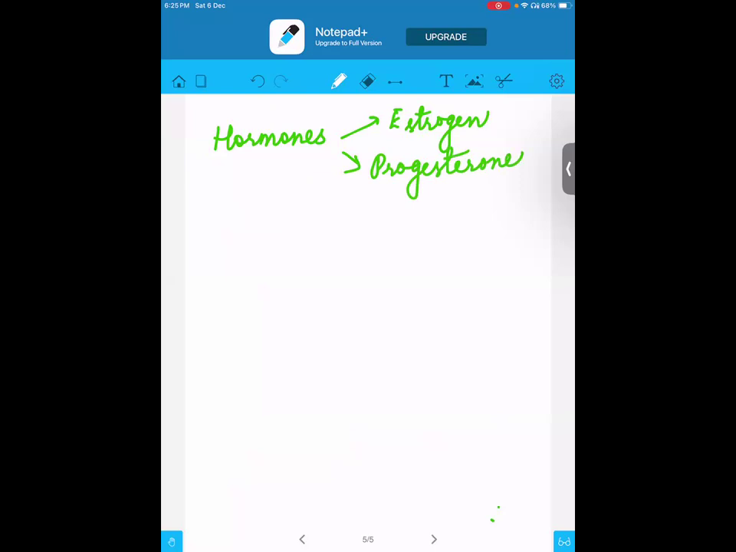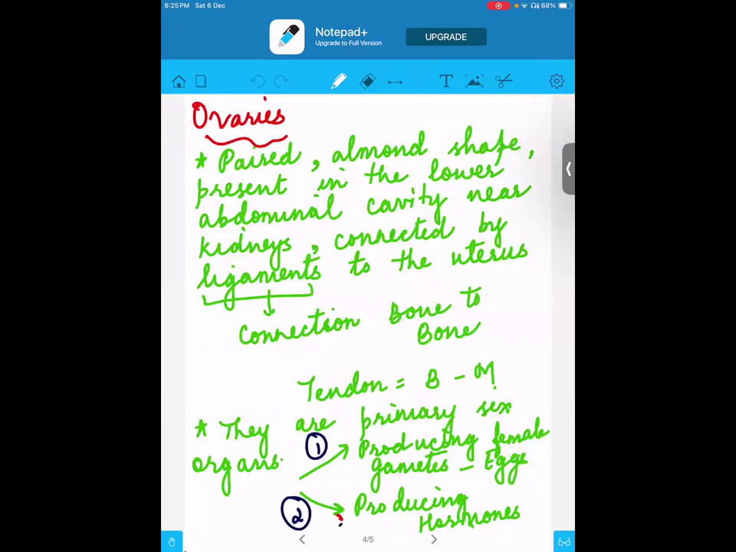Ma'am, if you don't mind, once can you go to the previous page? Yeah. So do 1 you know minute.